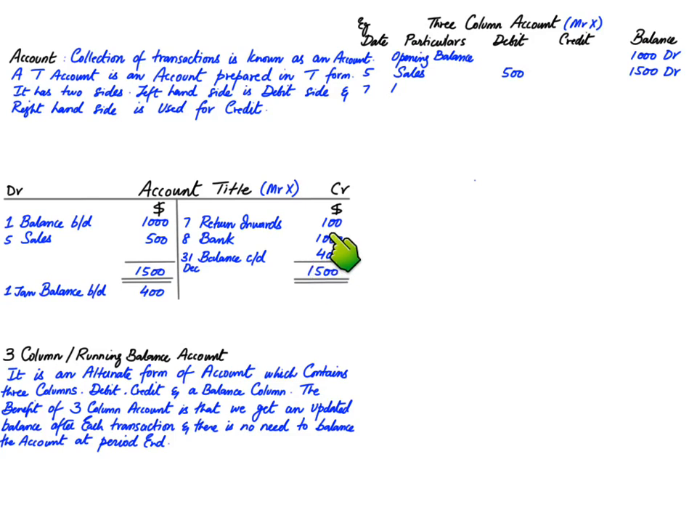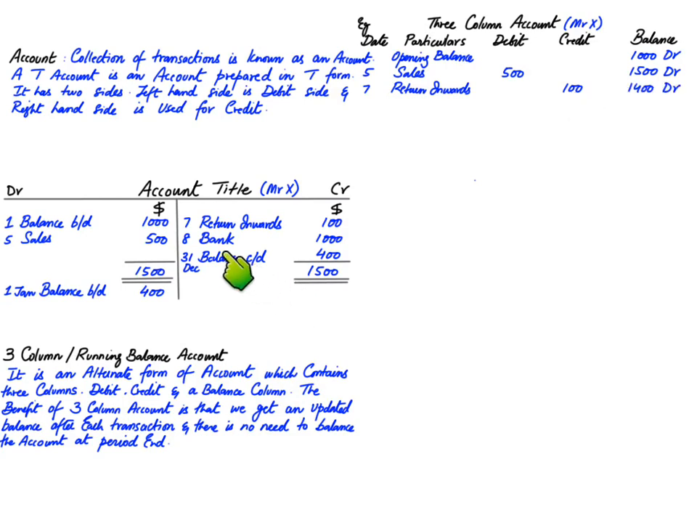Now after 5th there was a transaction on 7th, that is the customer has returned goods to us, which is also known as sales return or return inward. If the customer has returned goods to us, we will be deducting from his account, that is we are crediting his account. Now out of the 1500 balance, the customer has returned goods worth 100, so the balance remains at 1400.